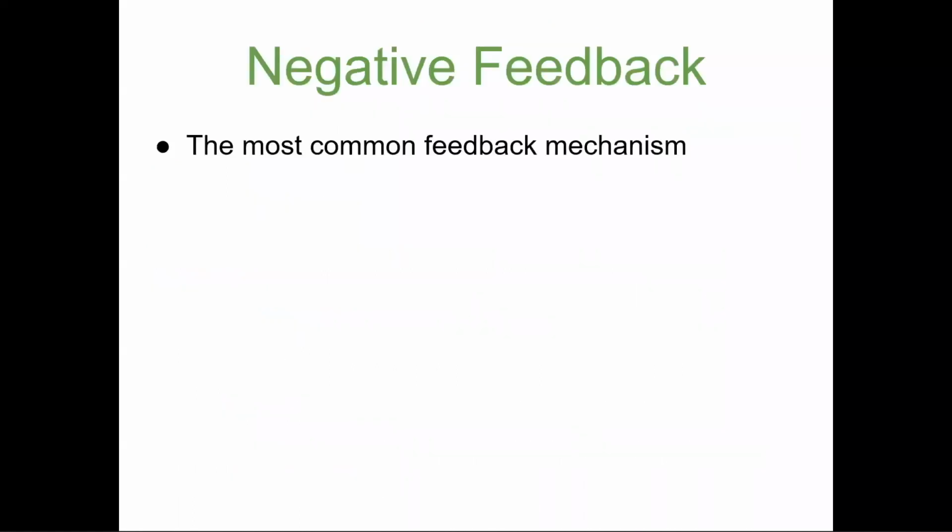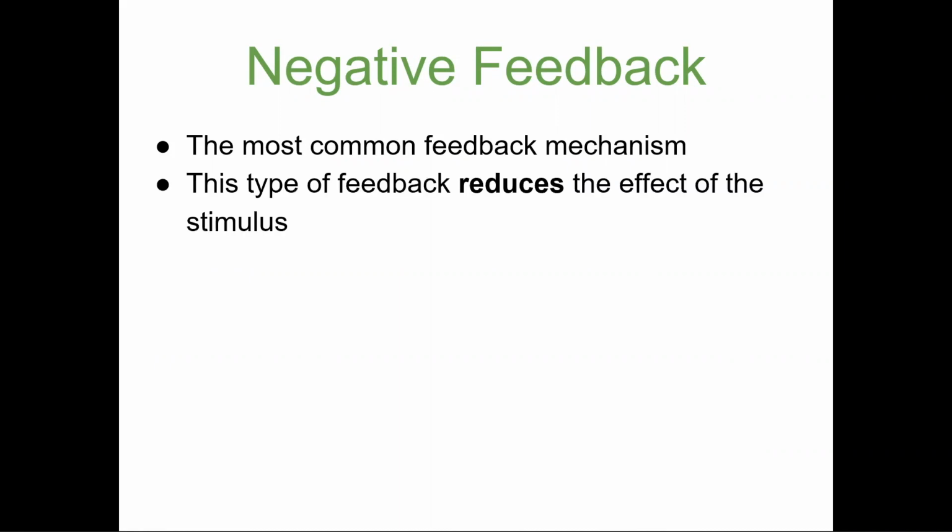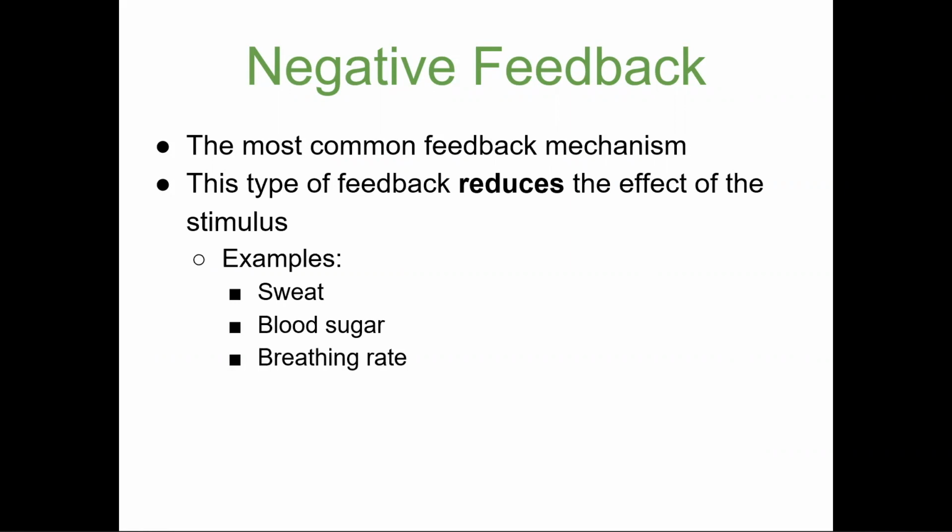All right. So first thing to know is negative feedback is sort of nature's choice. It's the one that is more common. And what it does is it reduces the effect of the stimulus. In other words, it's there to get rid of the stimulus. So things like sweat, blood sugar, respiratory rate, right? I sweat because my body is sensing that I'm too hot and I need to cool off. And the sweat gets rid of the stimulus because it does cool my body off.